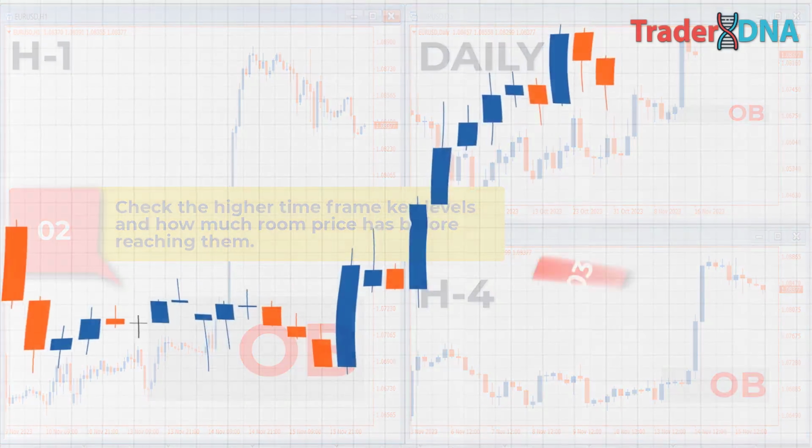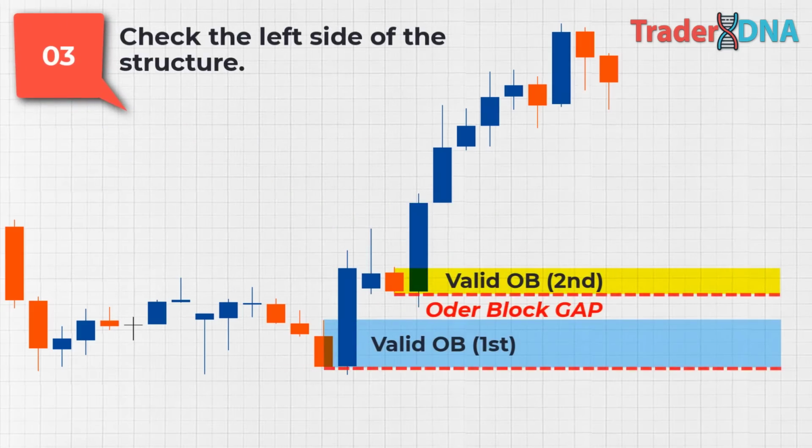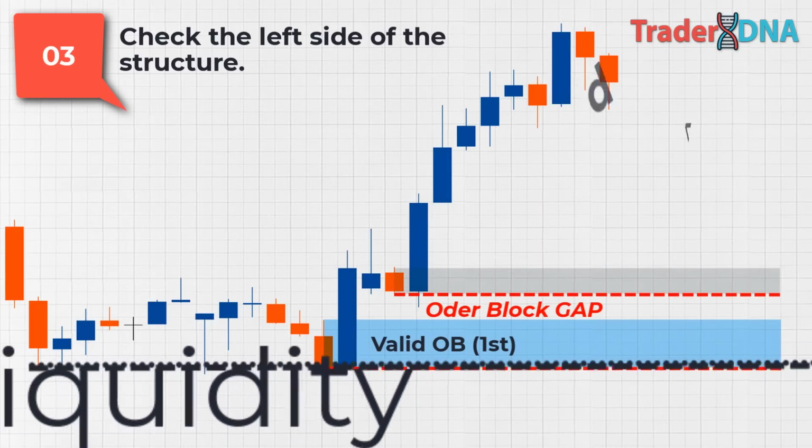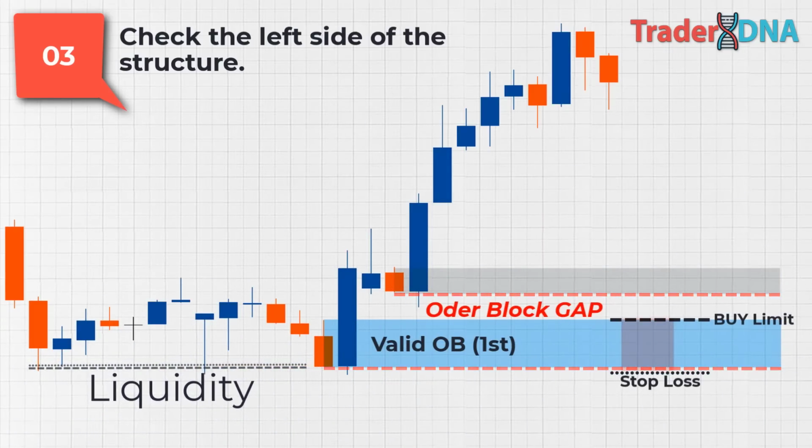Thirdly, examine the left side of the structure. Before entering any trades, review the left side to avoid low-quality trades. For instance, if the order block is positioned within a liquidity zone, or if there are gaps and another order block precisely below, there's a higher risk of falling victim to a liquidity grab movement.